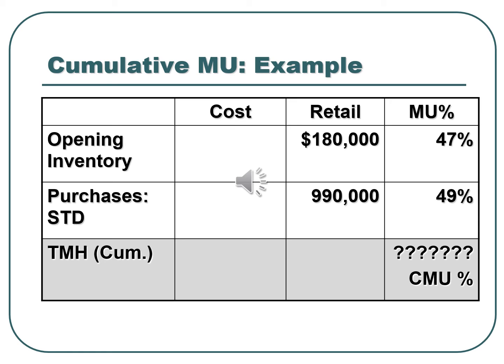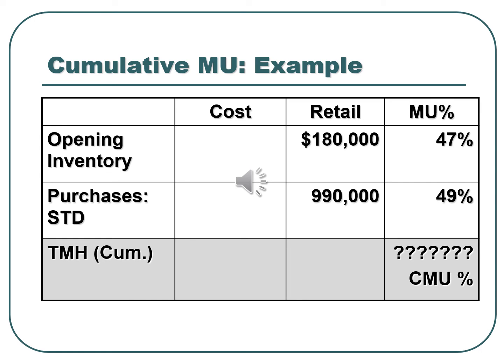Okay, we know that markup percent is R minus C over R, one of the most famous formulas that we have seen, right? But we don't know those two figures, the cumulative retail and cumulative cost yet. Then how do we calculate the cumulative retail and cost? Cumulative retail is nothing but all the retail value of all the opening inventory plus all the purchases.